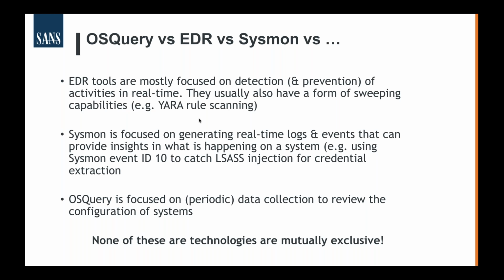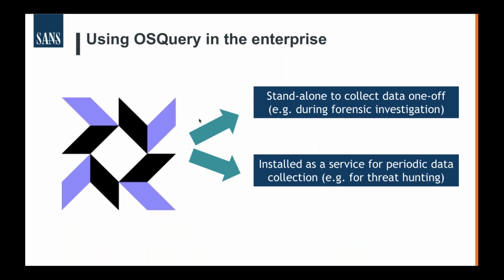But again, OSQuery has a different goal. So they're looking at different things. What OSQuery tries to do is focus on periodic data collection to review the configuration of systems. Think persistence, for example. Persistence is a good example of something that would be harder to spot with some of the EDRs and tools and Sysmon, because it's not real time. It's about, oh, someone added a scheduled task on that system. It's a scheduled task that only exists on one machine across my 1,000 endpoints. So I might want to have a look into it. So that's where OSQuery excels. It gives you a bit of a structure and understanding of what they're all about.